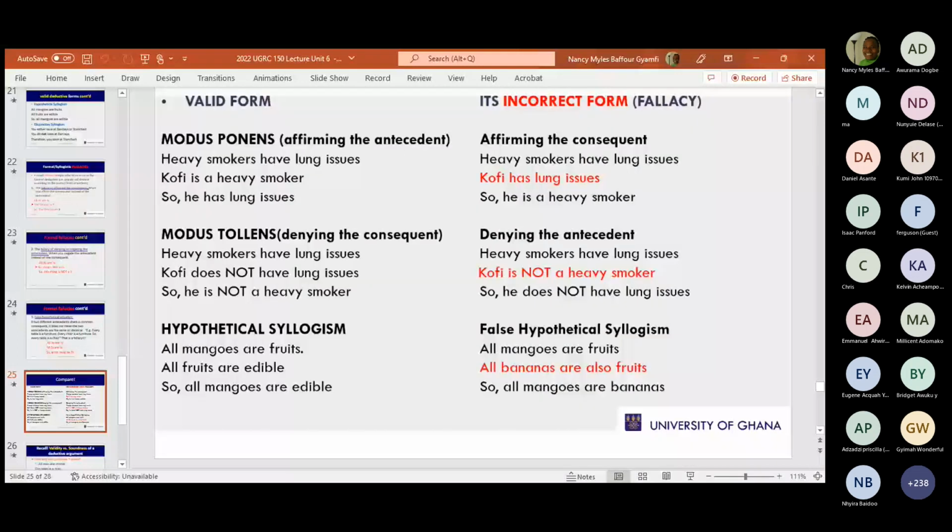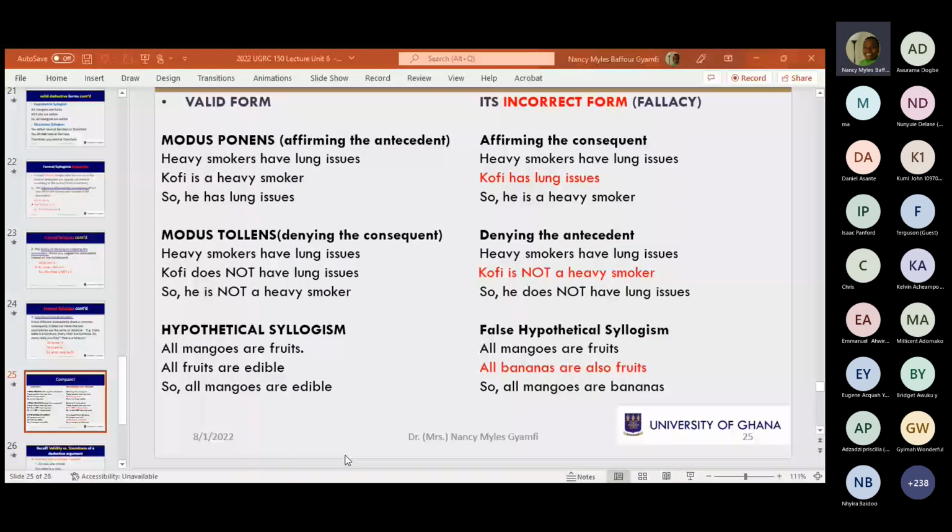All right. Then which one would we call? Hey, Marvelous, is your hand up? Okay, thank you. Sorry about that. Let me mute you so that you don't disturb.